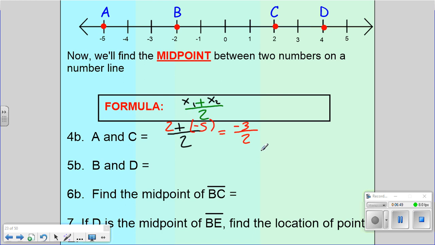And it is perfectly fine to leave your final answer as a fraction in lowest terms. And -3/2 is lowest terms. If you must, you can convert it to a decimal. Just make sure you convert it correctly. As a decimal, you would get -1.5.